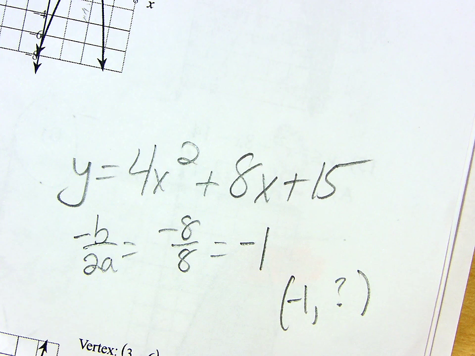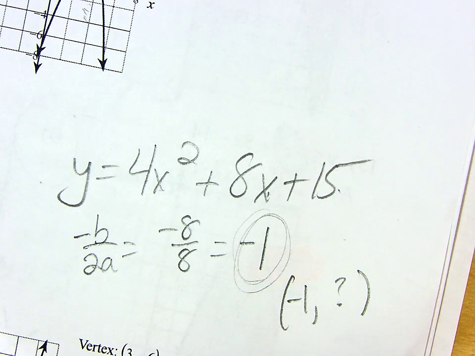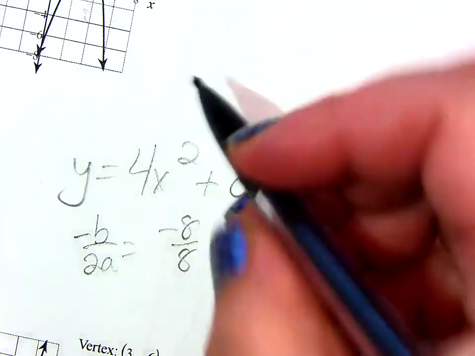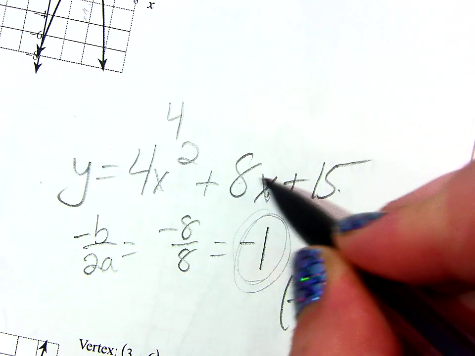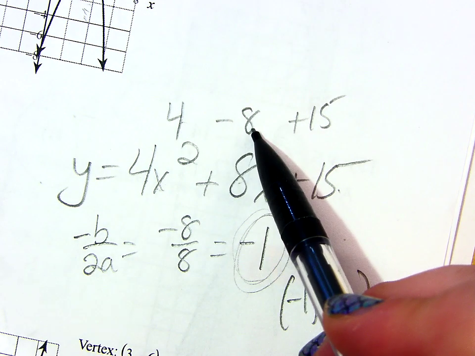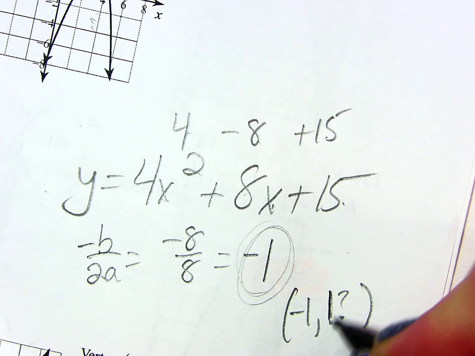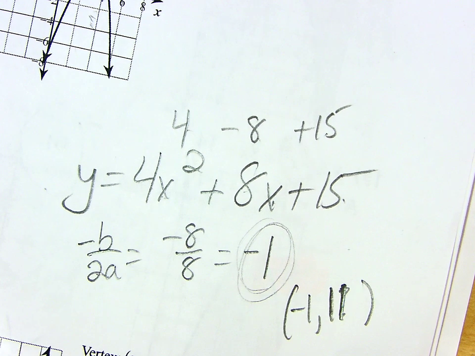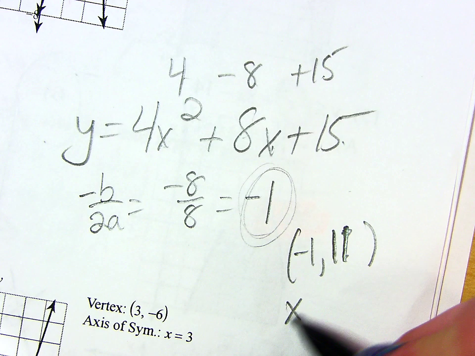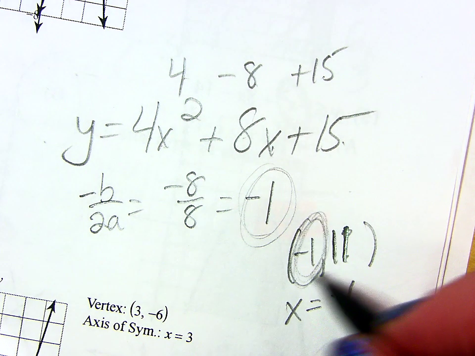To find that missing number, you have to take negative 1 and plug it in for x and see what you get out. So if I plug in negative 1, negative 1 squared is now positive 1 times 4 is 4. 8 times negative 1 is a negative 8 plus 15. So 4 minus 8 is a negative 4 plus 15 is a positive 11. So that's where my vertex is, negative 1 comma 11. And then my axis of symmetry for this thing would just be x equals negative 1. It's always x equals whatever that number is.